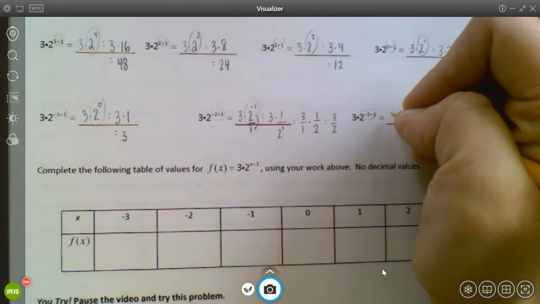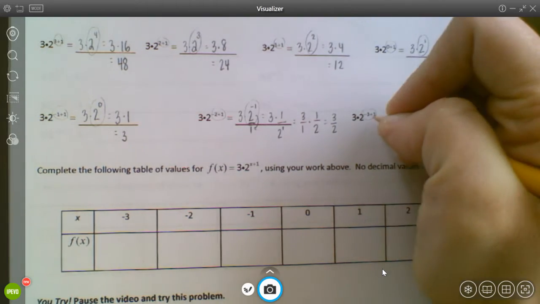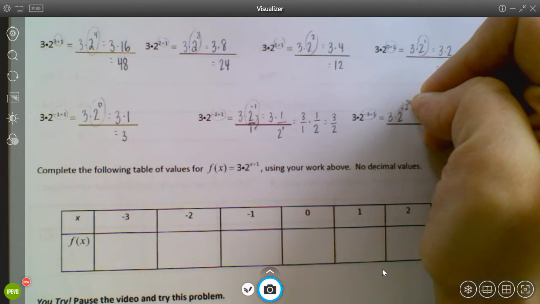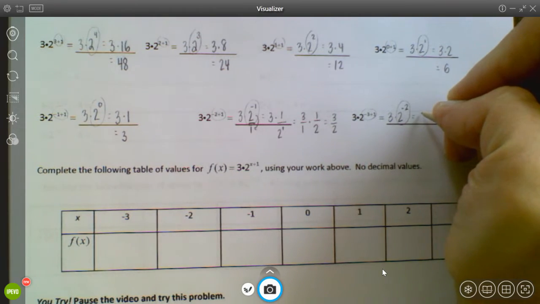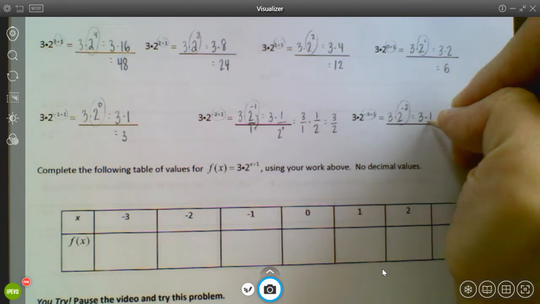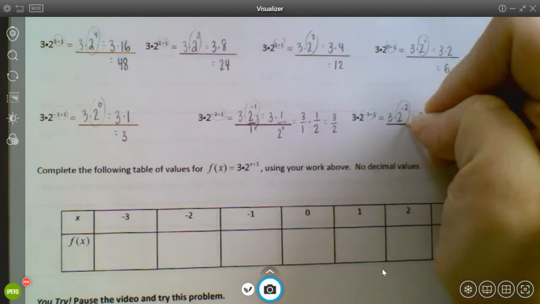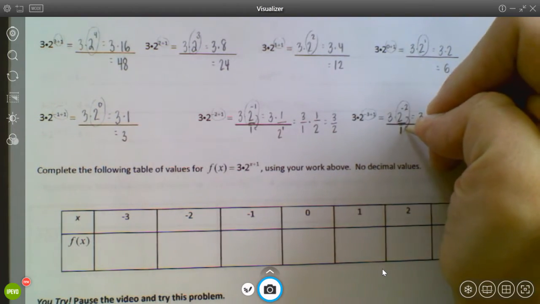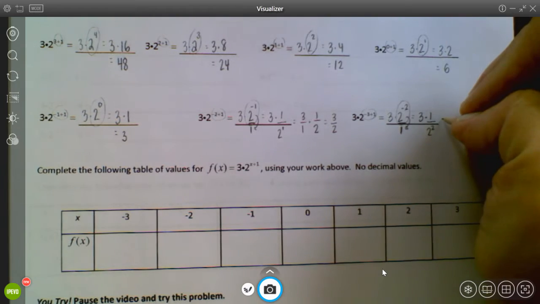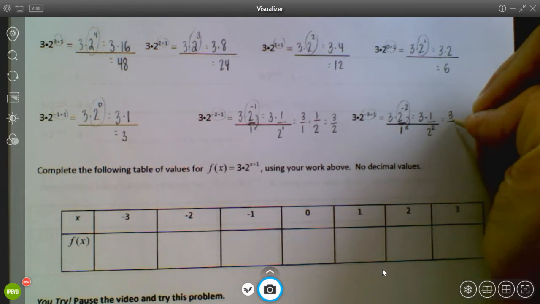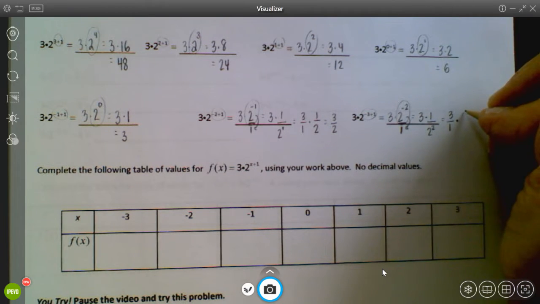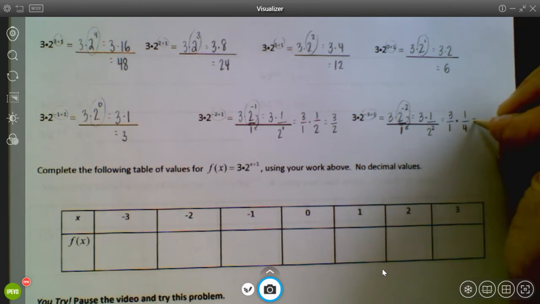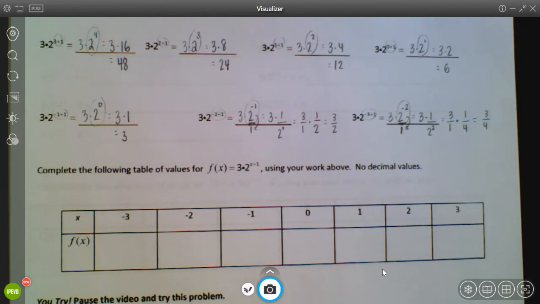So evaluate the exponent first. So 3 times 2 to the negative 3 plus 1 is negative 2. I'm going to evaluate this piece first. So I'll rewrite this as 3 times 1 over 2 squared, because again, think about that as being a fraction over 1. To make it positive, you have to move it down. And then I'm going to go ahead and make this into a fraction. So I'm going to make that into 3 over 1 times 1 over 2 squared, which leaves me with 1 over 4. So when I multiply 3 over 1 times 1 over 4, that gives me a 3 over 4.